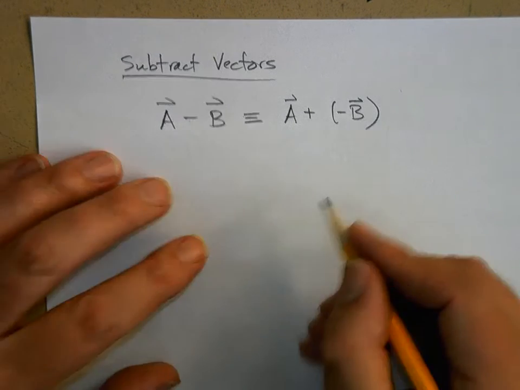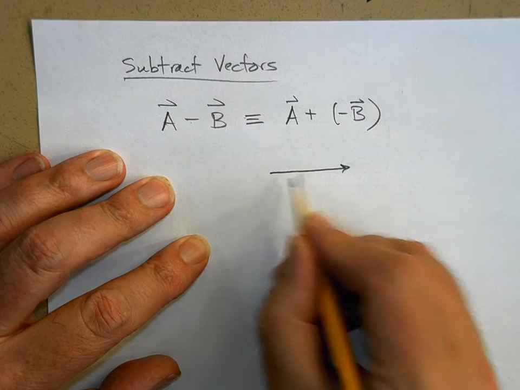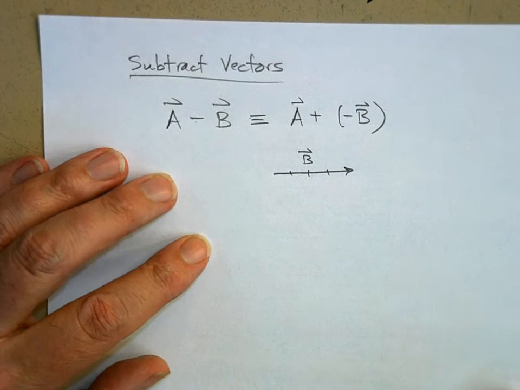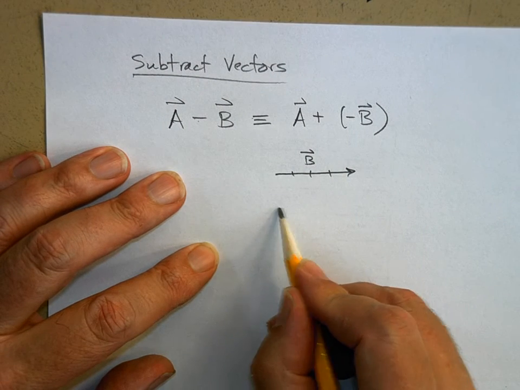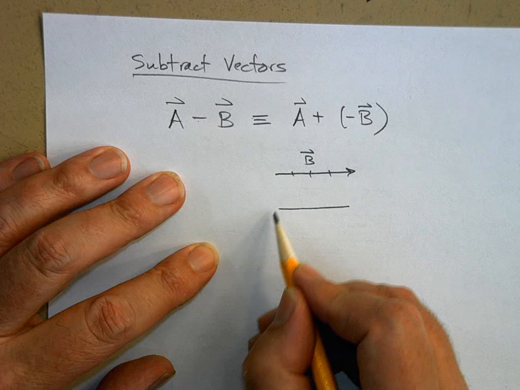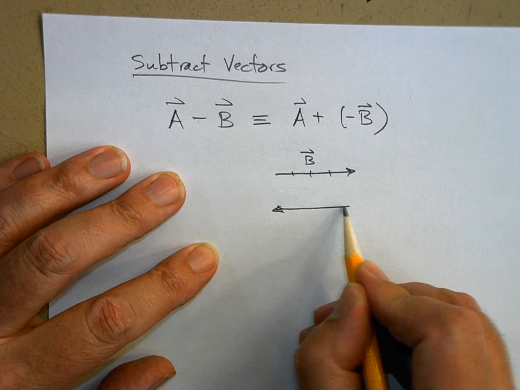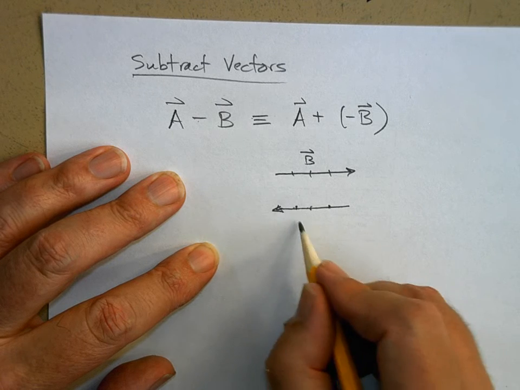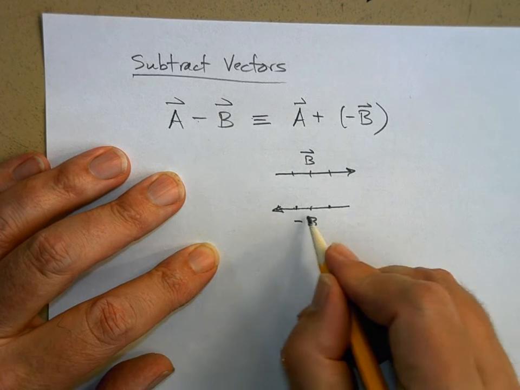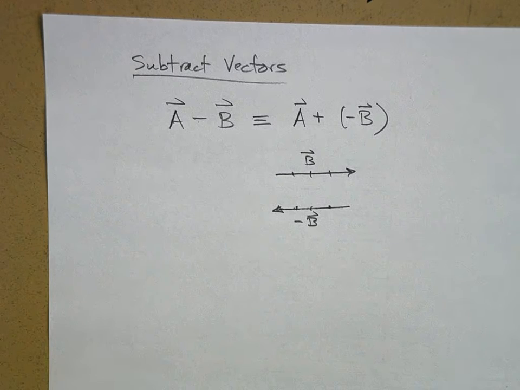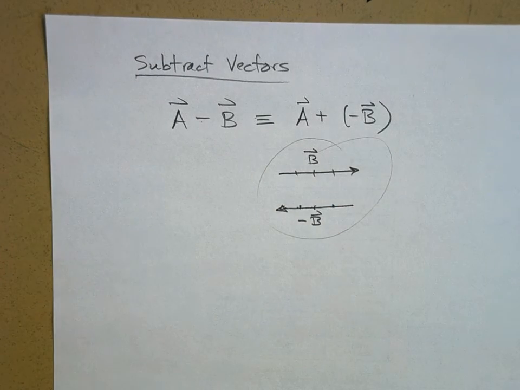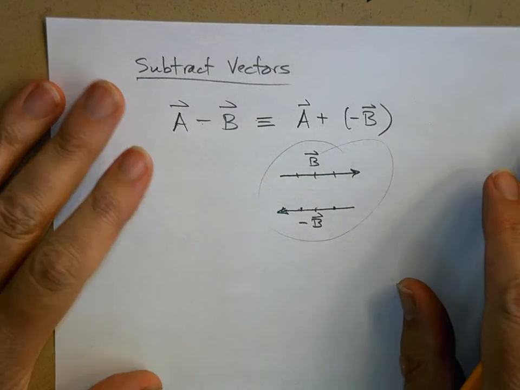So if we let this be B, 1, 2, 3, 4. If this is B, then this, we just take it and flip it around. It's still 1, 2, 3, 4 units long, but this is negative B. Okay. Now, I'm changing the direction of B for all my different examples, which is kind of irritating.